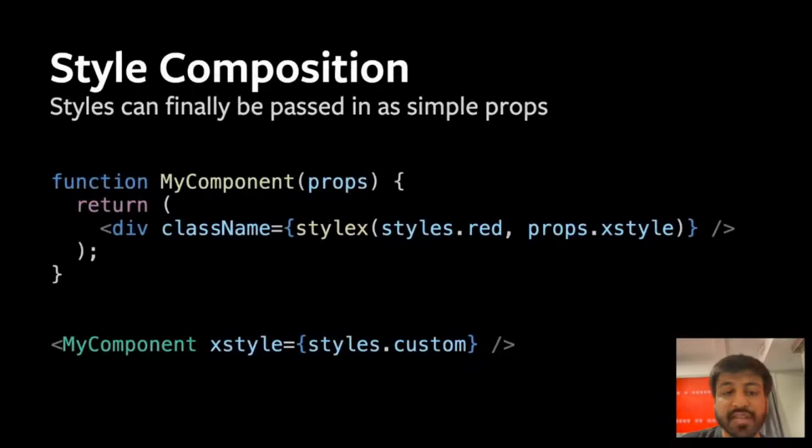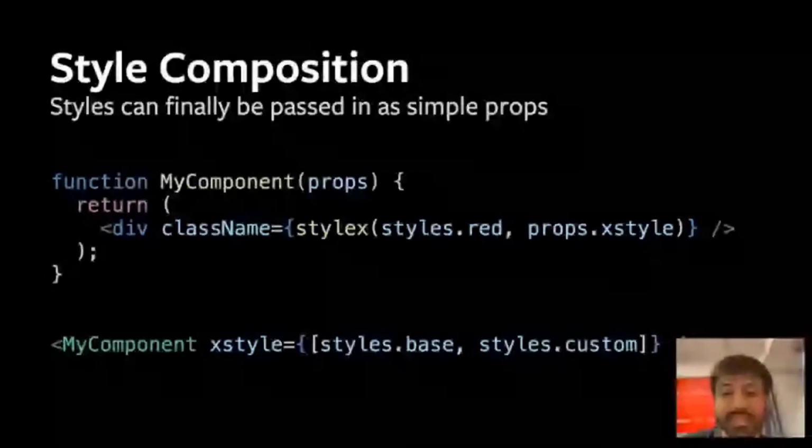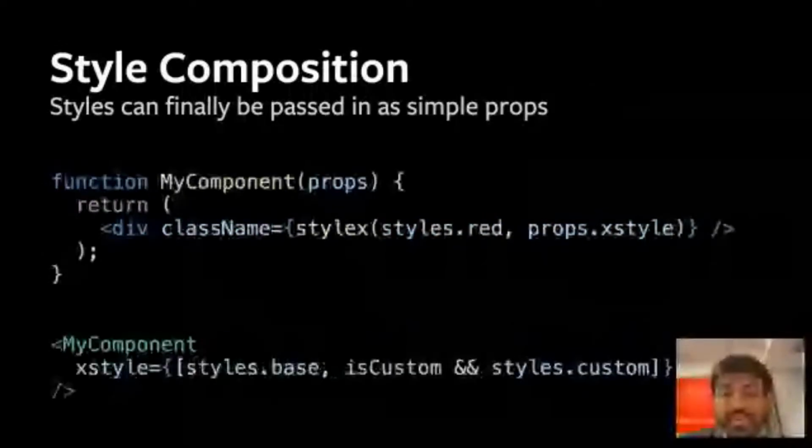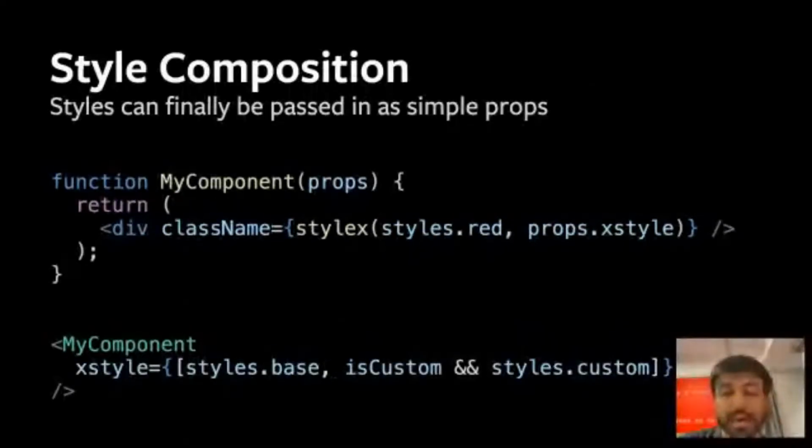So say you're defining a component, you can now just accept a prop that is a style object. In this particular case, my component takes a prop called xStyle, and you can pass it with any style object defined elsewhere. You can even define multiple style objects, and Stylex will automatically merge them. You can even define styles conditionally. The xStyle prop behaves exactly like the Stylex function.